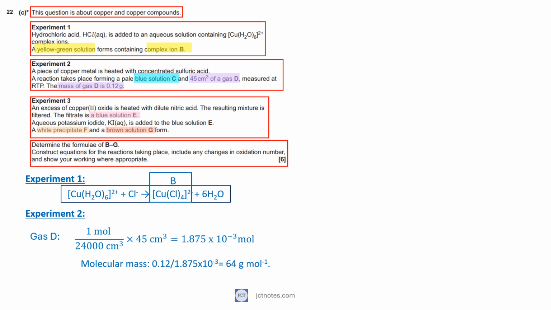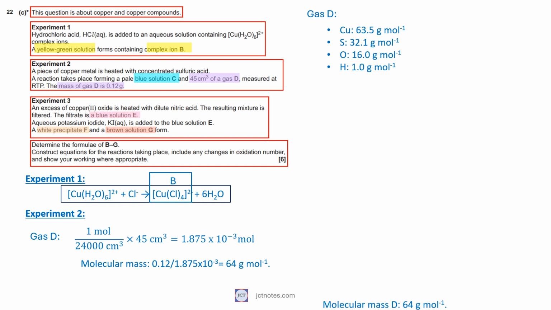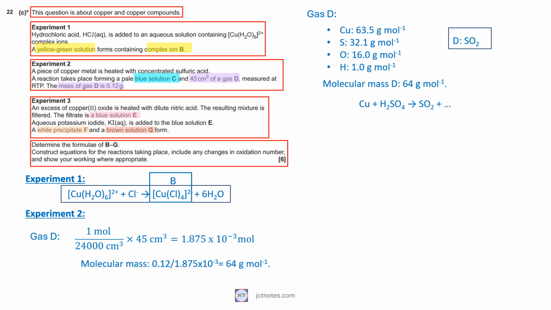As its mass is 0.12 grams, we can find that the molar mass of gas D is 64 grams per mole. With the reactants applied and their atomic masses, copper 63.5 grams per mole, sulfur 32.1 grams per mole, oxygen 16 grams per mole and hydrogen 1 gram per mole, the most obvious gas with mass 64 grams per mole is sulfur dioxide. With the information that we have so far for experiment 2, we know that the copper has reacted with sulfuric acid to form sulfur dioxide.